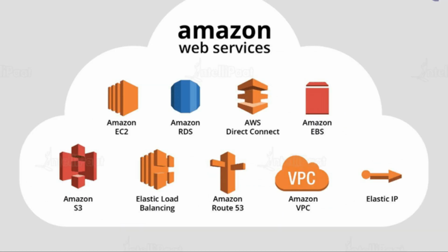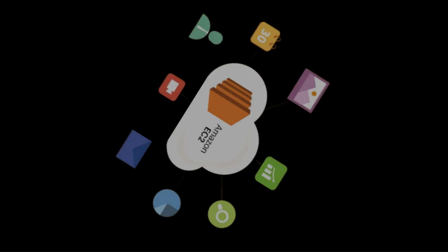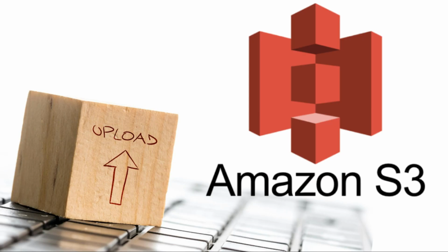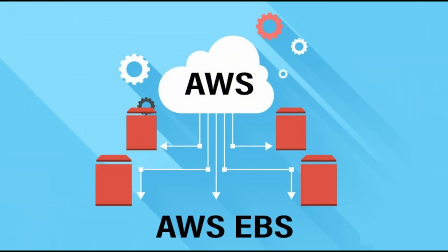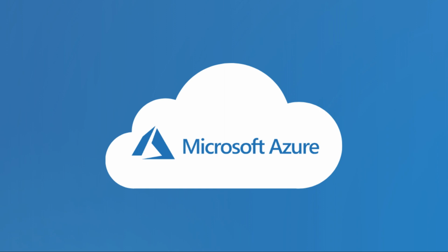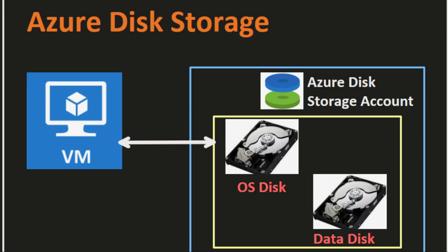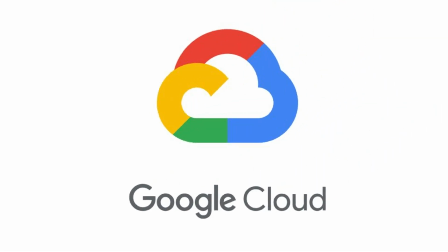Amazon Web Services offers a variety of services including Elastic Compute Cloud, EC2, Simple Storage Service, S3, and Elastic Block Store, EBS. EC2 provides virtual machines on which customers can run their applications. S3 provides object storage for files and media, and EBS provides block storage for data. Microsoft Azure offers similar services including virtual machines, blob storage, and disk storage. Google Cloud Platform offers Compute Engine, Cloud Storage, and Persistent Disk.